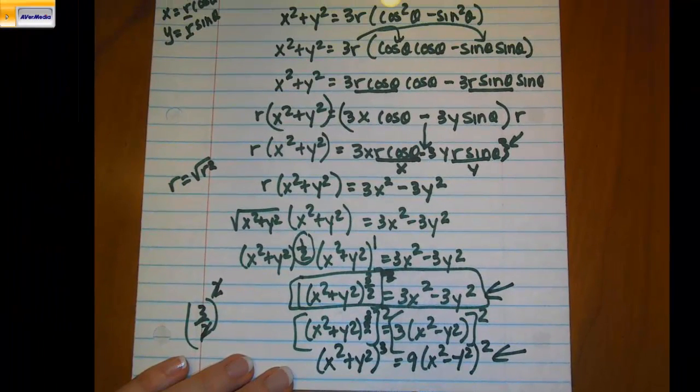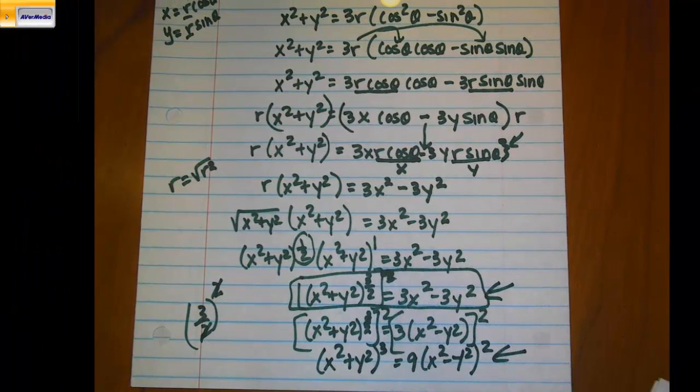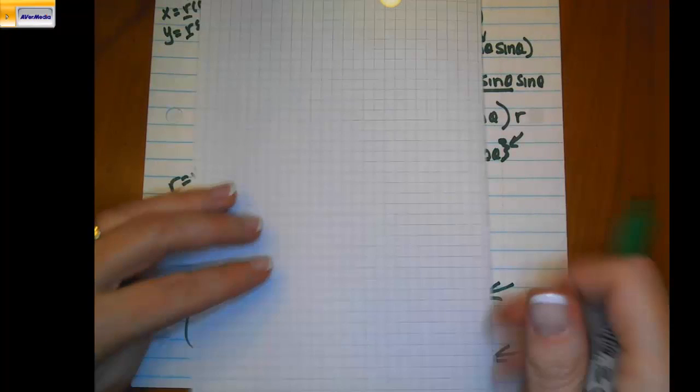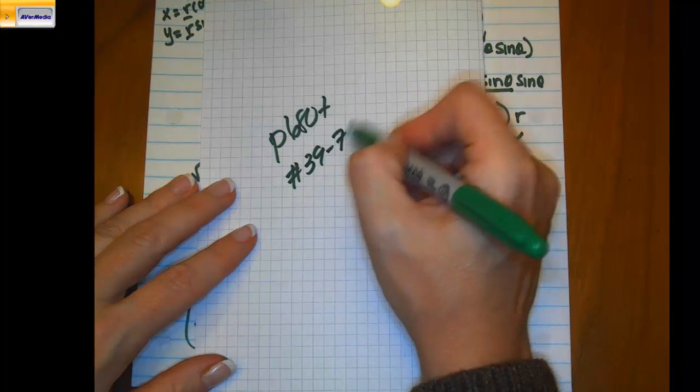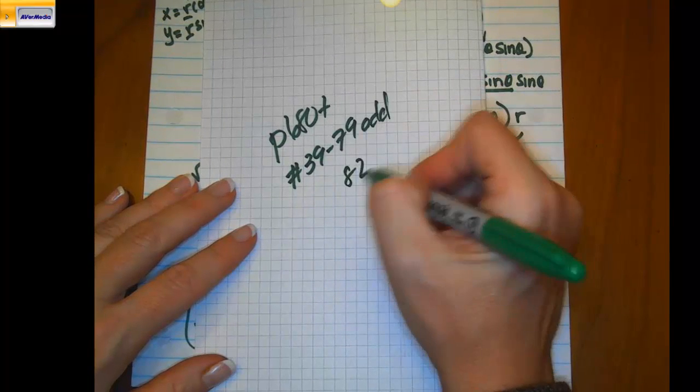So you are ready to finish this assignment. So please work on page 680, numbers 39 to 79, the odds, and 82. Good luck.